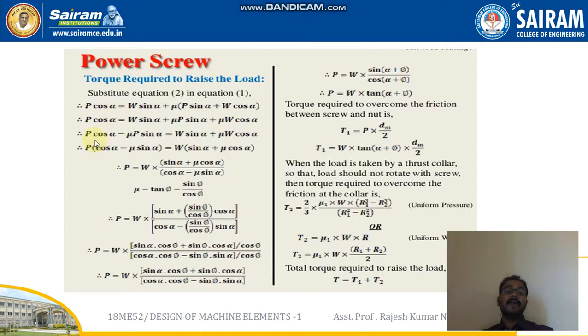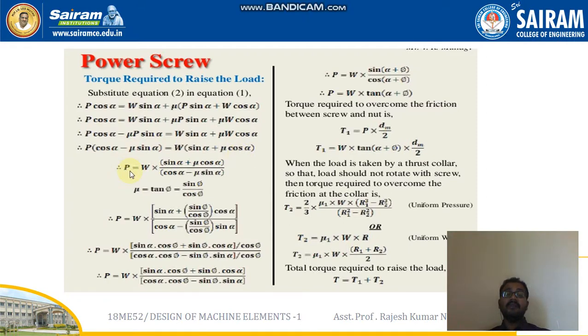So what I will get, P cos alpha minus mu P sin alpha, which is equal to W sin alpha plus mu W cos alpha, where I will be getting P of cos alpha minus mu sin alpha, since P is constant. Instead of taking the common cos and sin, I have taken the load, that is P and W, on one side. In that way also we can take. So P into cos alpha minus mu sin alpha is equal to W into sin alpha plus mu cos alpha.